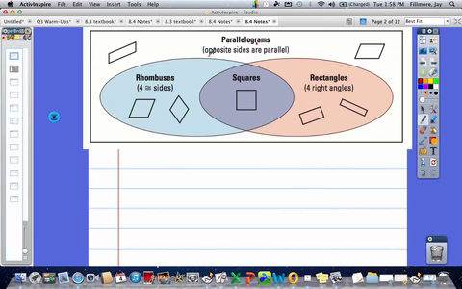A rhombus is a parallelogram, but is not always a square. A rectangle is a parallelogram, but is not always a square. So a square is a rhombus, but a rhombus isn't always a square. A square is a rectangle, but a rectangle isn't always a square.